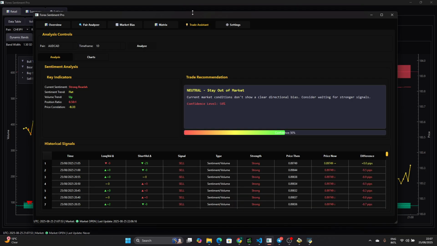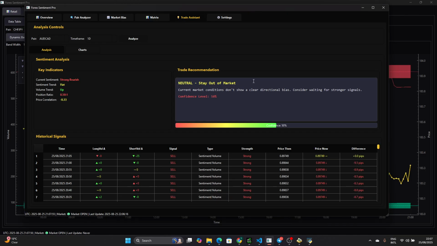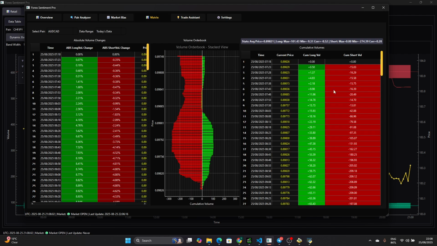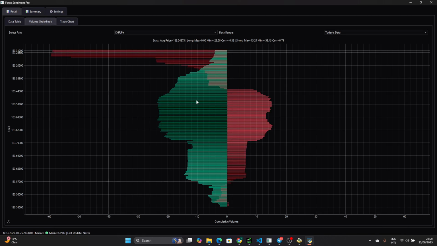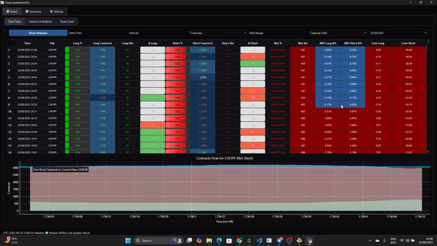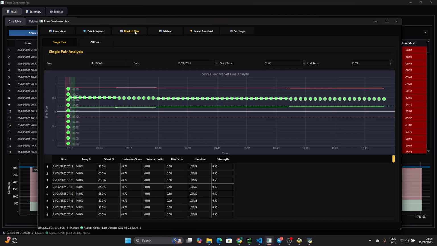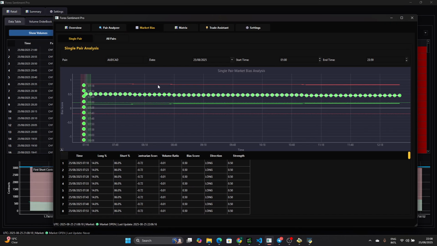So the previous version we had the trade assistant, which has been converted to those dots on the chart. Now we have the metrics tab. We have all of this in a better position. So we have the volume order book itself alone here, and then we have the absolute long volume change and the cumulatives.